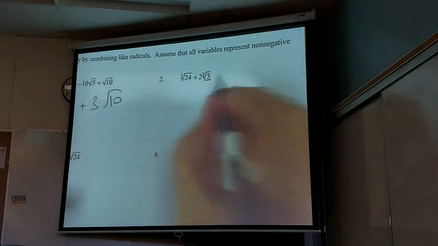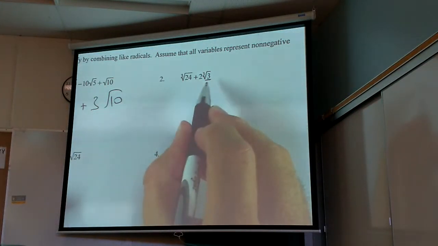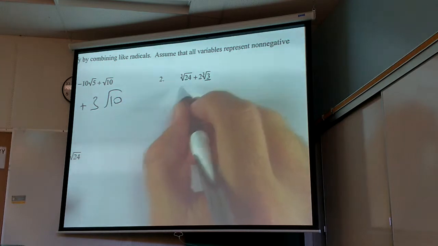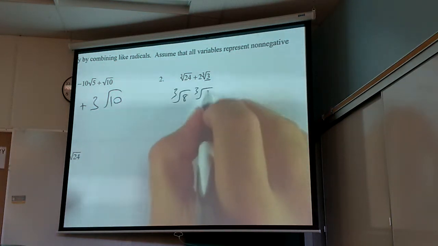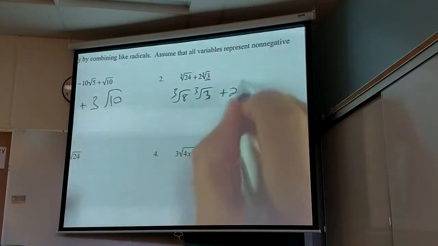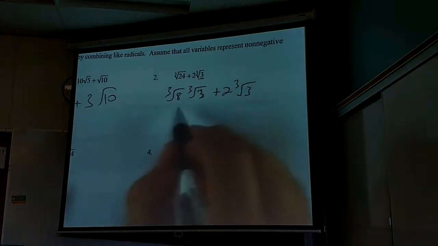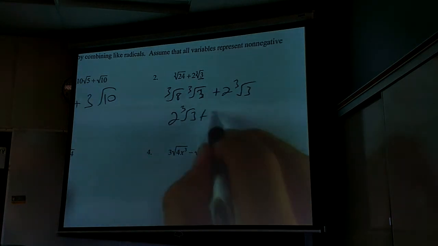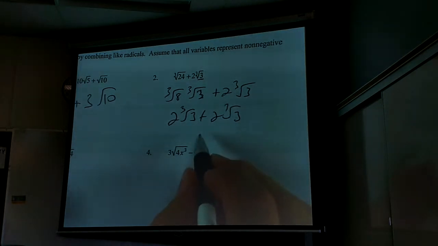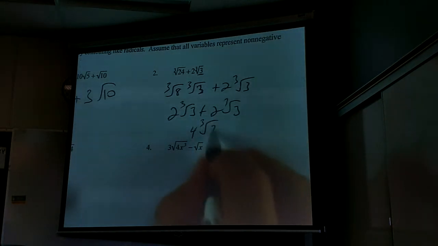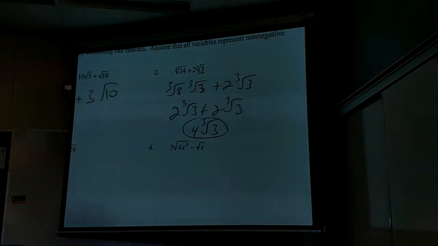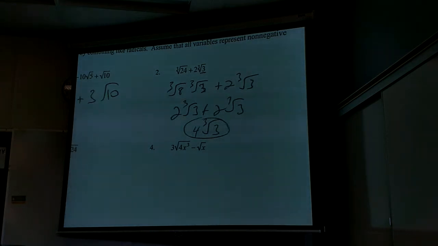So I see this hint. The only way this could be like terms is if it ends up with a 3 inside. And 24 is 8 times 3. What's the cube root of 8? 2. So you get 2 cube roots of 3 plus 2 cube roots of 3, which is 4 cube roots of 3. Is that all right? Yes? No? We haven't done enough of these for me to even tell.